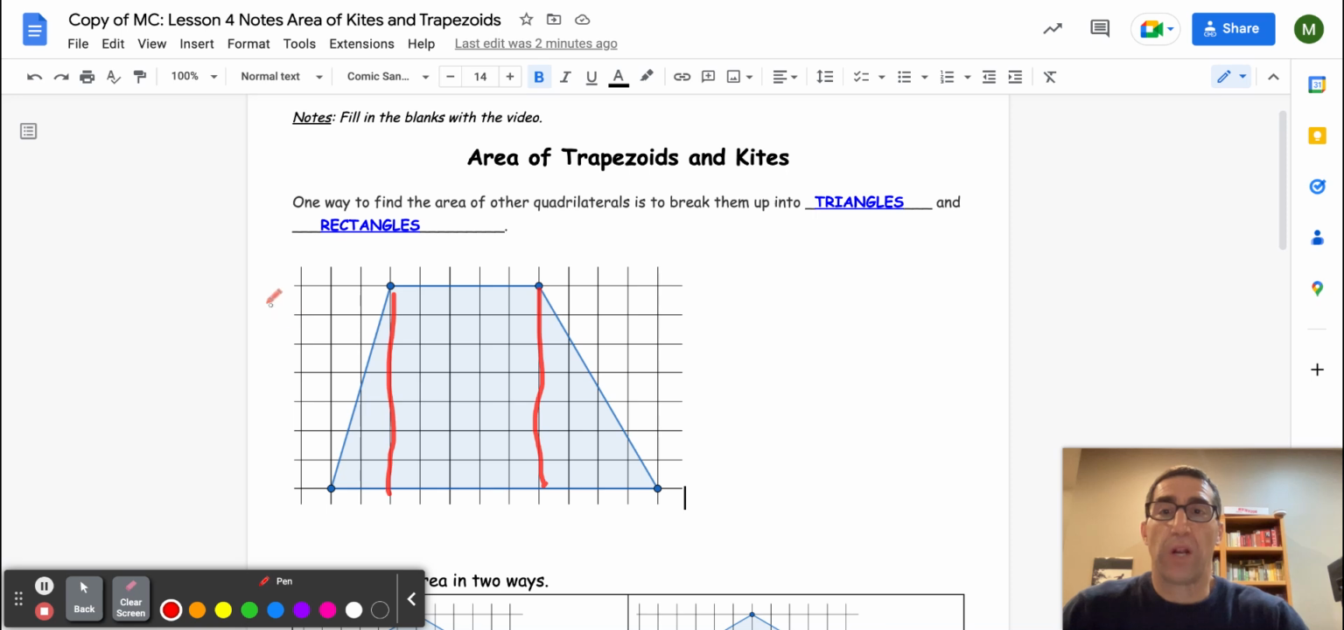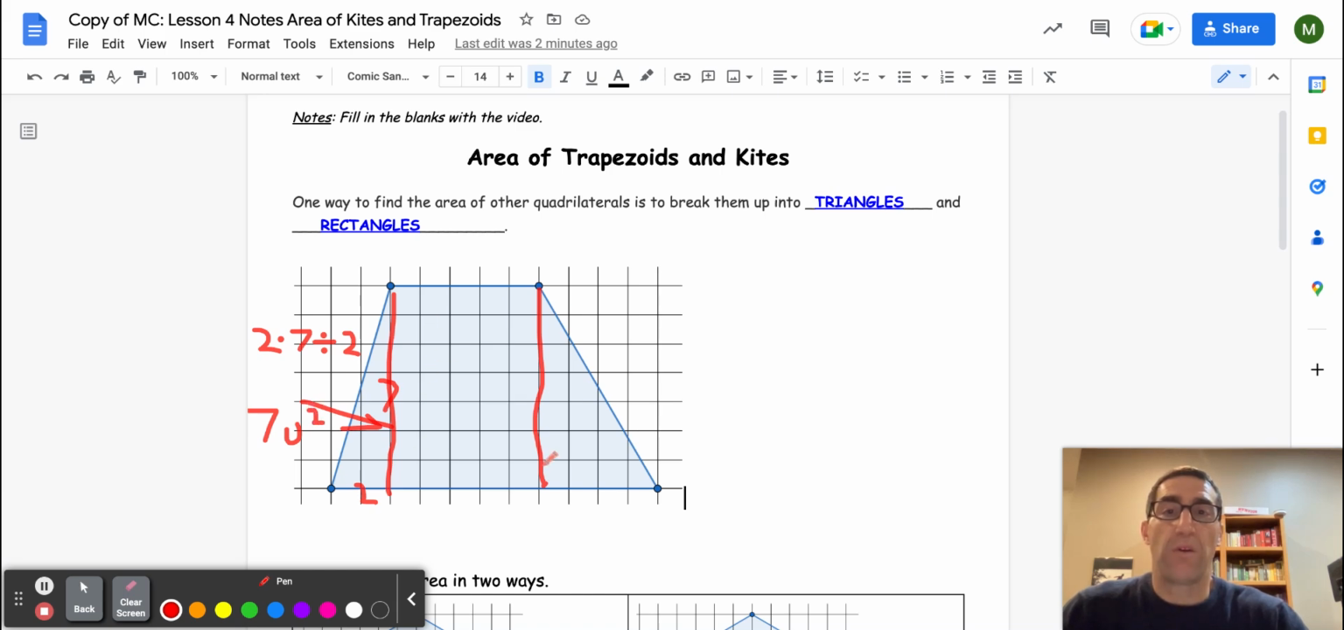We know that the area of a triangle is base, well, that's 2, times height. Well, this is 7. Base times height divided by 2. So we would do 2 times 7 divided by 2. And so we know that this triangle here has an area of 7 square units.